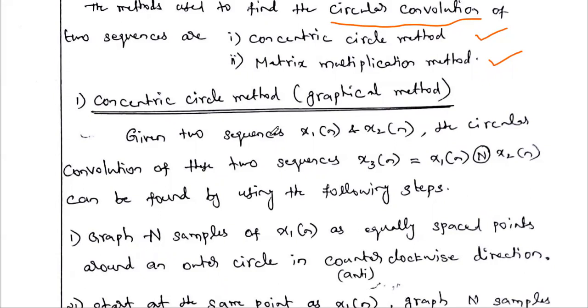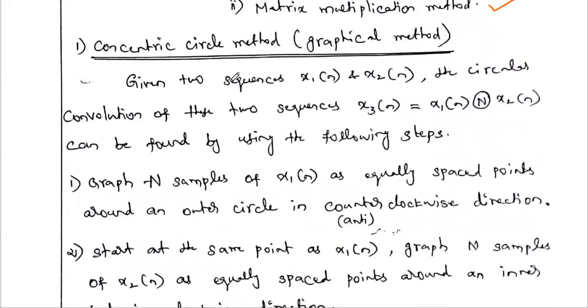In this concentric circle method, we have to follow 5 steps. In order to perform this circular convolution, the problem may give two discrete sequences, x1 of n and x2 of n, or sometimes x of n and h of n. The first sequence is x1 of n and the second sequence is x2 of n. The circular convolution of these two sequences can be written as x1 of n circular convolution with x2 of n. What does this mean?